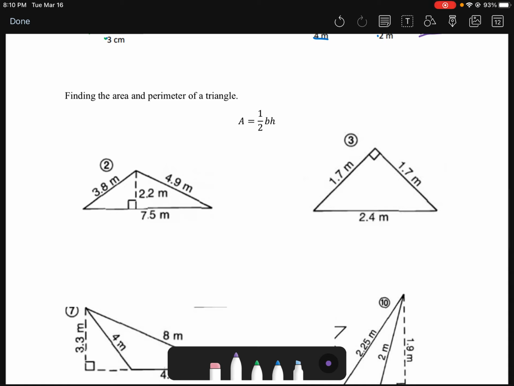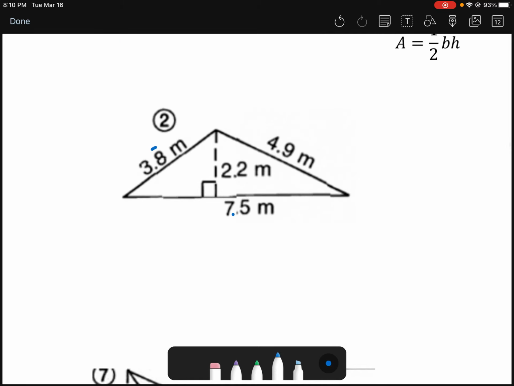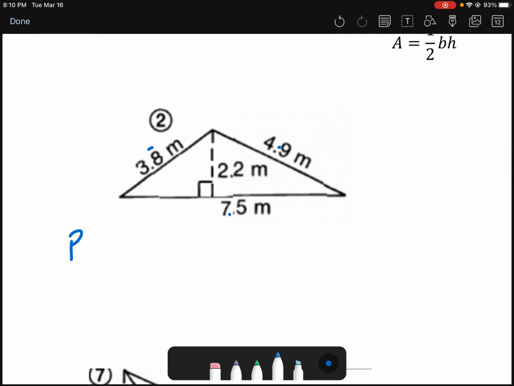Alright, the triangles. This is what we've all been waiting for. Perimeter. I'm going to show you how to find the perimeter of one of them. You just add up all the sides on the outside. So I do 7.5 plus 3.8 plus 4.9. You can easily just plug that into a calculator, not like what I'm doing right now. I'm figuring it out in my head because this is an easy 16.2.